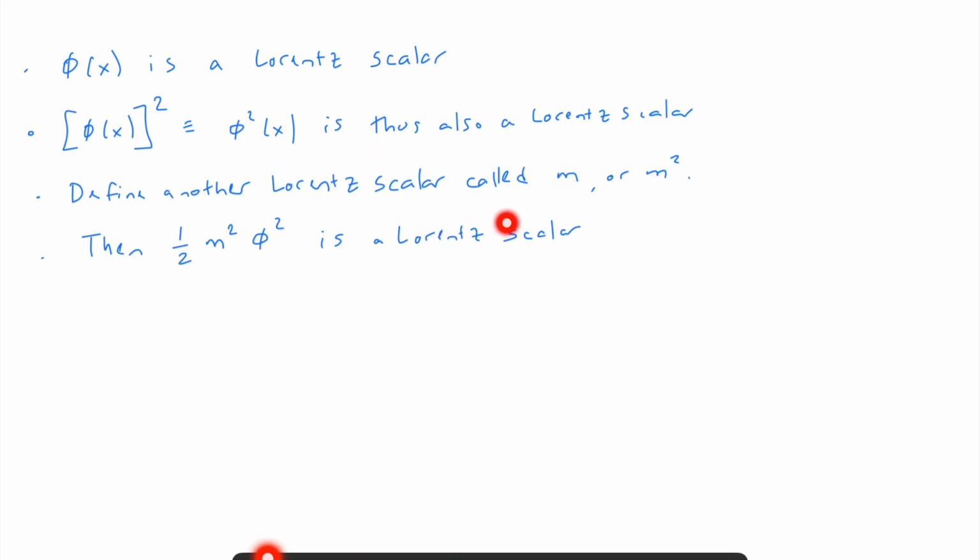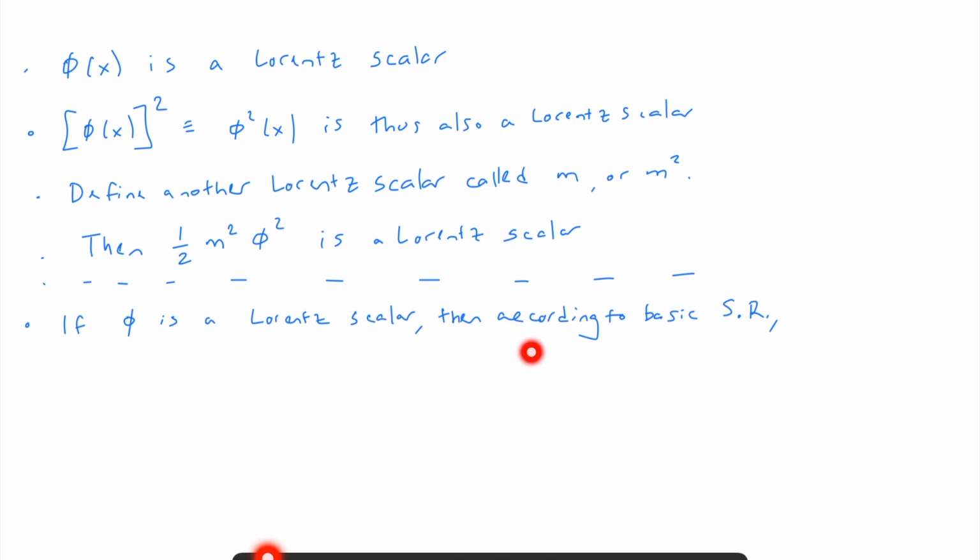Let's just define another Lorentz scalar called m, which is the same value at every given point in space at a given point in time. That's called the mass of our object that's being described in the field, which for now is just a number, or let's just say it's a positive number, so we can call it m squared. Then obviously 1/2, which is a Lorentz scalar, times m squared, which is a Lorentz scalar, times phi squared, which is a Lorentz scalar, the whole thing is a Lorentz scalar.